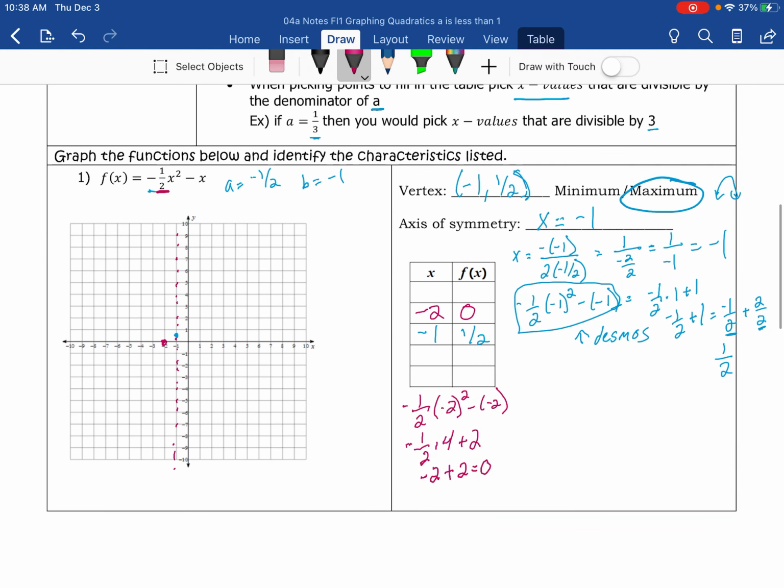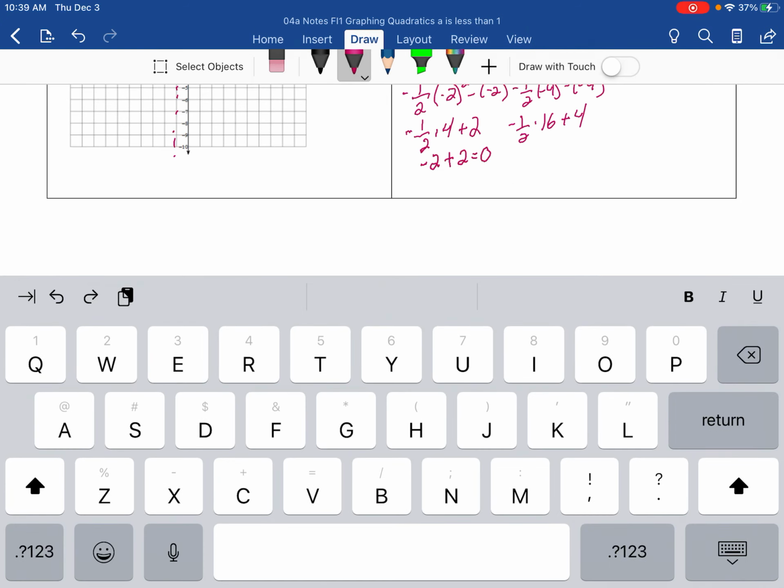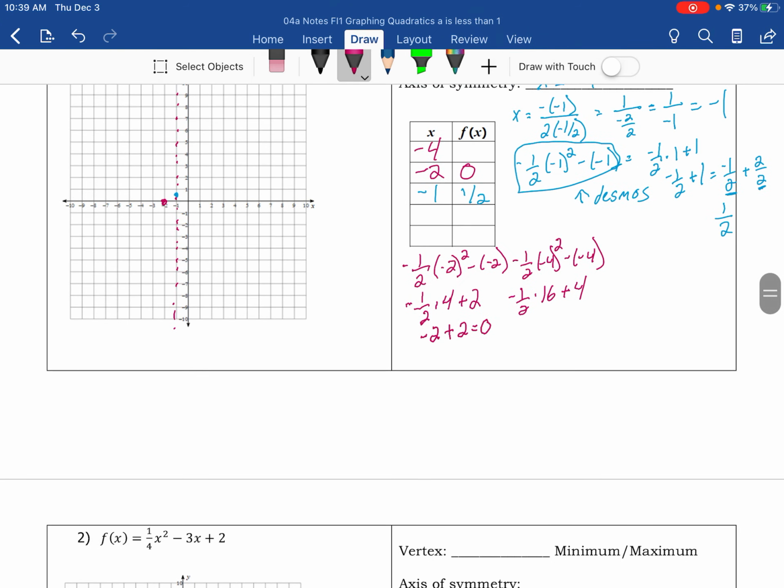I do the same thing and pick another number. -3 is not going to be divisible by 2 when I square it, but -4 will be. So I'm going to pick -4. This is going to be -1/2 times -4 squared minus -4. Make sure you put your parentheses around that, especially if you're using Desmos. -1/2 times 16 plus 4. -1/2 times 16 is -8, plus 4, which is -4.